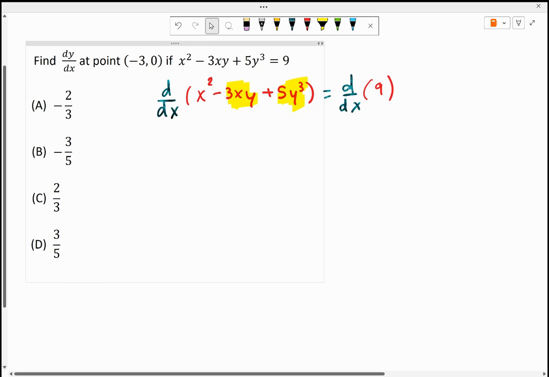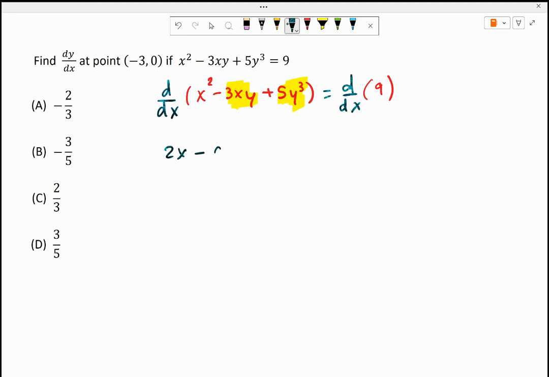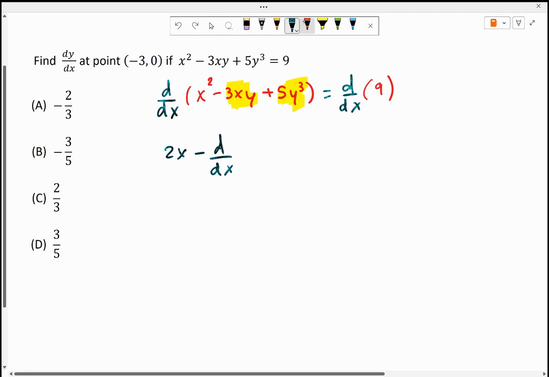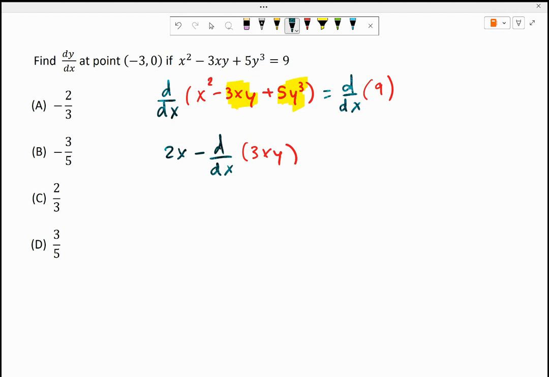So d dx of x squared is just going to be 2x. All right, minus, we're going to need to take d dx of 3xy. So let me just write it as 3xy for the time being, and then I'll come back to it. All right, plus 5. I can pull out that 5. I could have, of course, pulled out that 3 earlier. Since I didn't do it, let me just go back and say d dx of 5y cubed. Okay, this is going to equal d dx of a constant, which is just 0, because the derivative of a constant is always going to be 0.